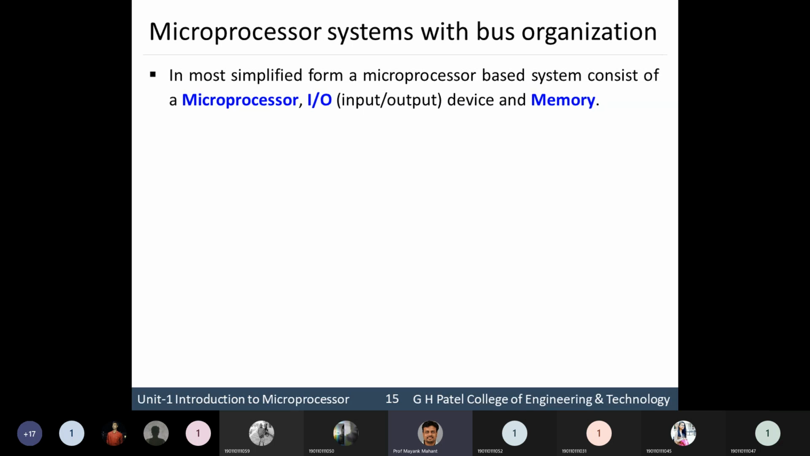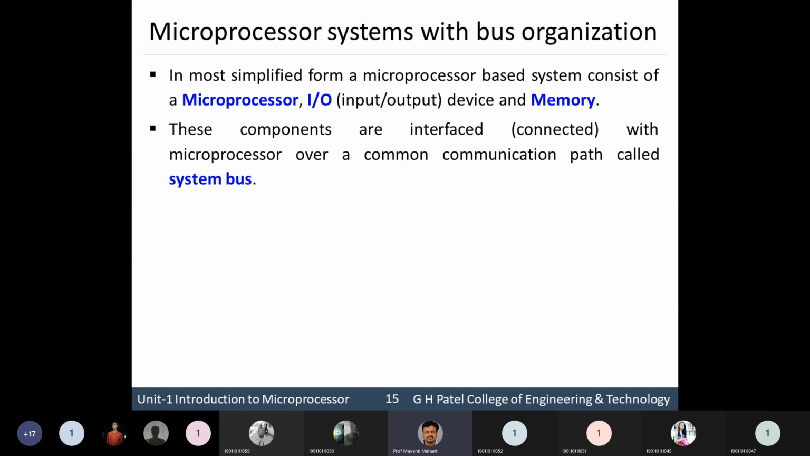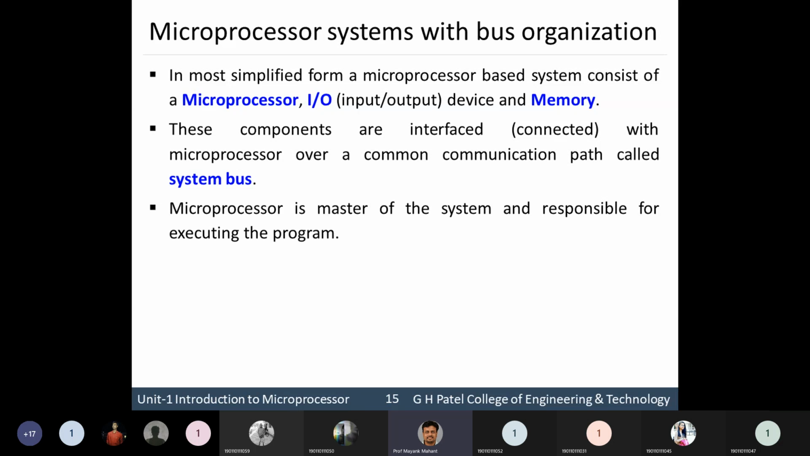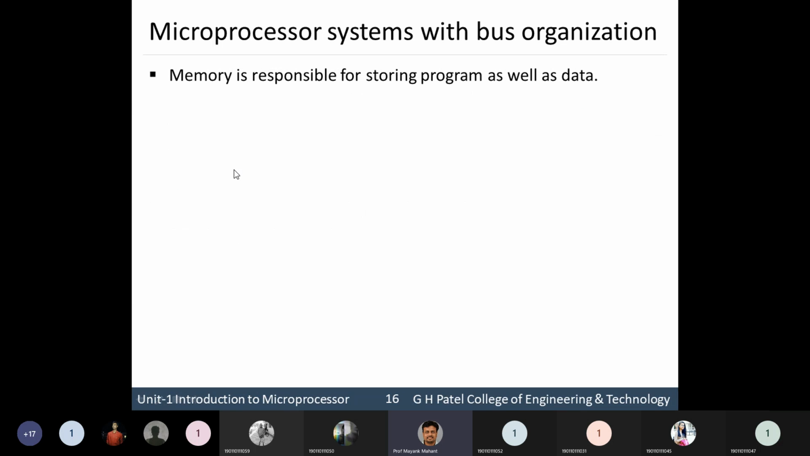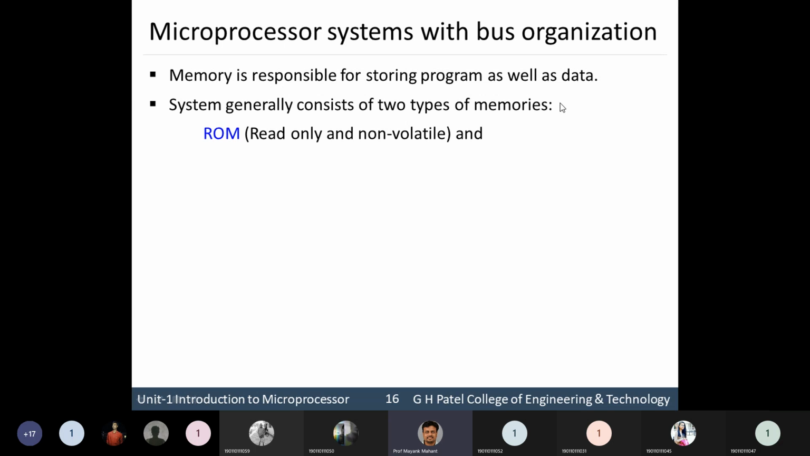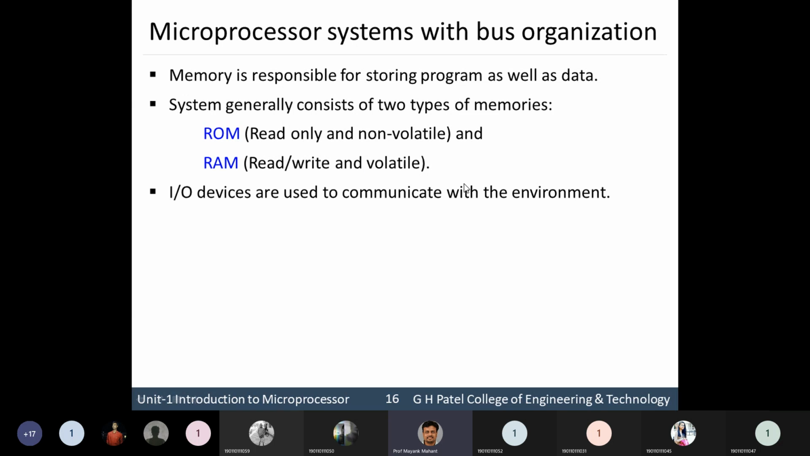In the most simplified form, a microprocessor based system consists of microprocessor, IO, and memory. These components are interfaced with the microprocessor over a common communication path that we call system buses. Your microprocessor is the master of the system and is responsible for execution of the program. Memory is responsible for storage of the program as well as the data. We have 2 types of memory: ROM, read only memory, which is non-volatile, and RAM, random access memory, which is read write memory and volatile.